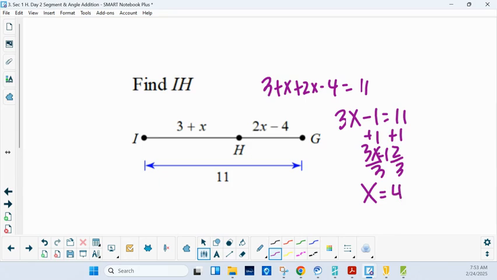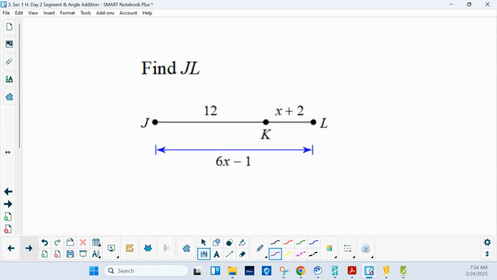X is 4, but they want us to find the length of IH. So all you're going to have to do is come back over here, plug in 4. How long is IH? 7. Good. So we'll be making equations today to help us figure out some lengths.